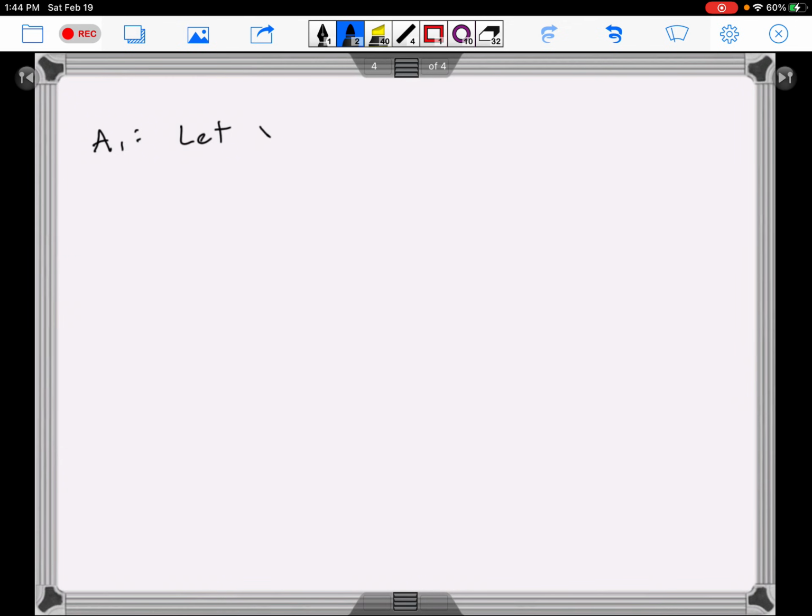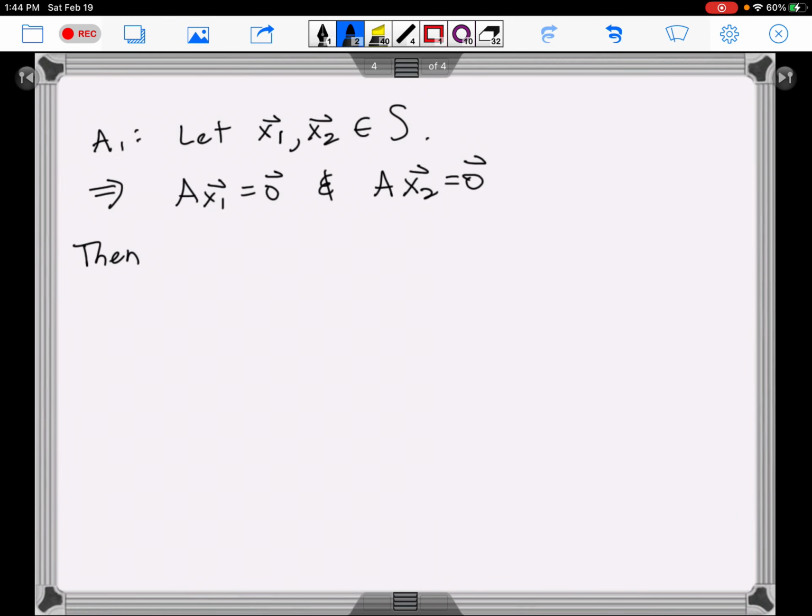So let's take any two vectors inside of S. In other words, we're supposing that these two vectors live inside S. That means that A times x1 is equal to 0 and A times x2 is equal to 0, right? Because by our definition of S, they must satisfy this property. But what would A times x1 plus x2 be?